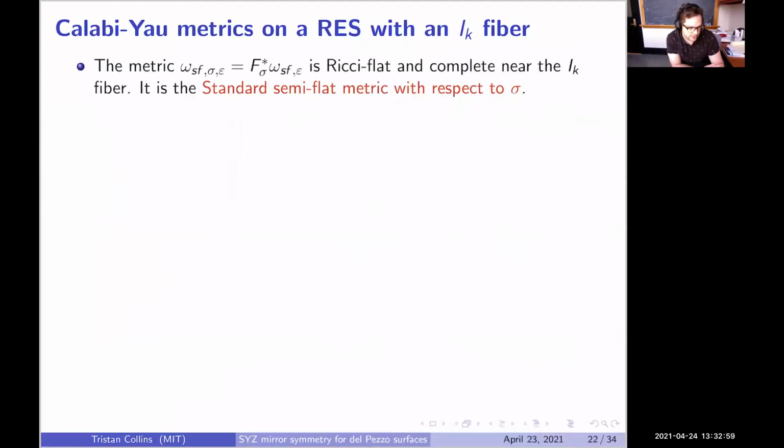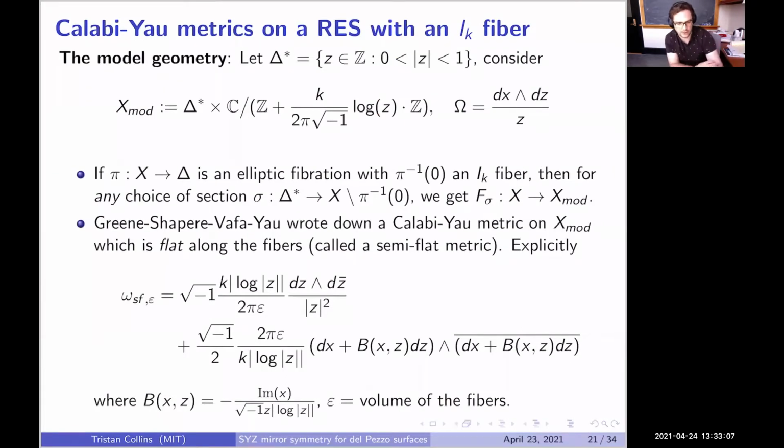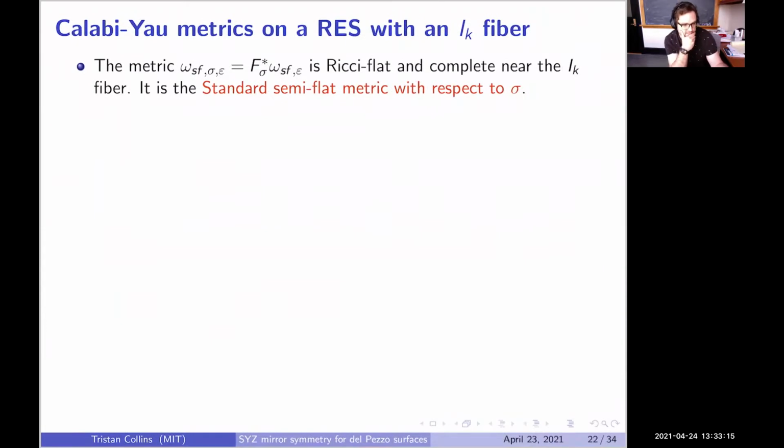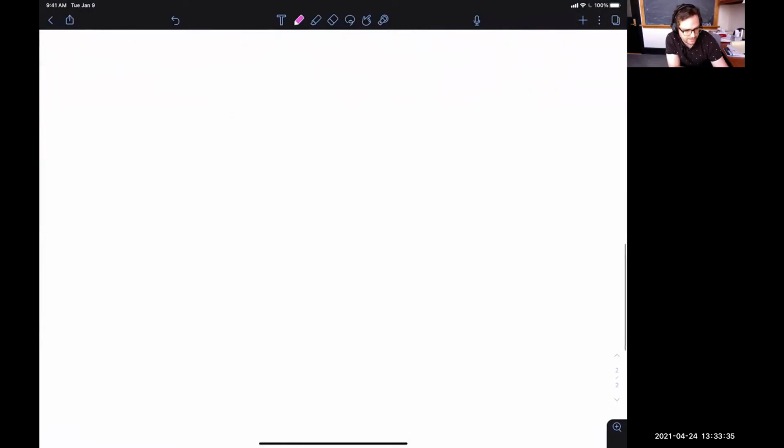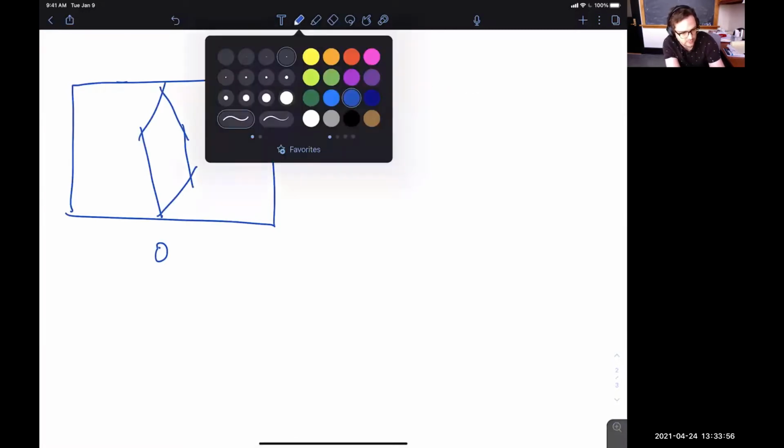The important thing is to note that it lives on this model fibration. And the way that you get a metric on your actual elliptic fibration is by identifying the two using a choice of section. So you can pull back this model metric using your fiber-wise Abel-Jacobi map. And that gives you a complete Ricci-flat metric near this I_K fiber. But it's important to emphasize here that it depends on the choice of this section sigma. So let me draw a picture again. You have some holomorphic torus fibration over a disk with an I_K fiber over 0. And then you have this model fibration.